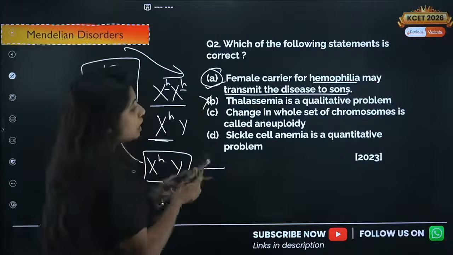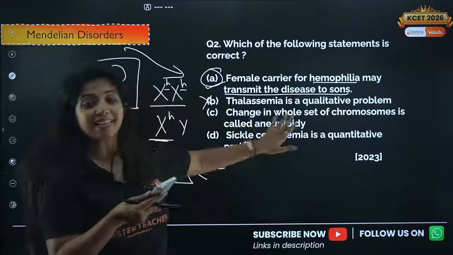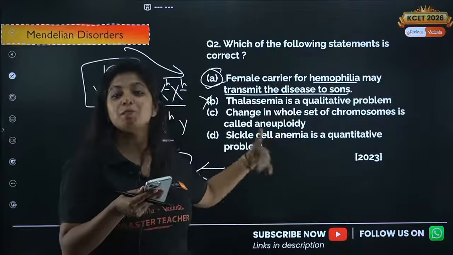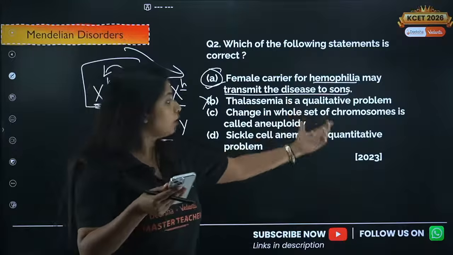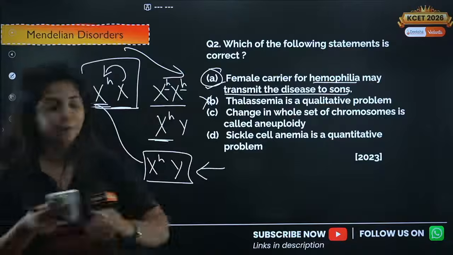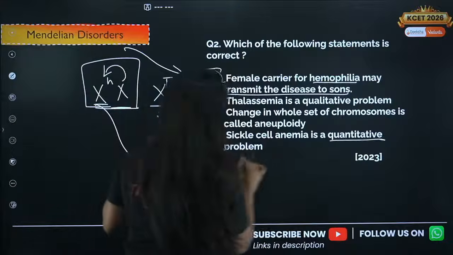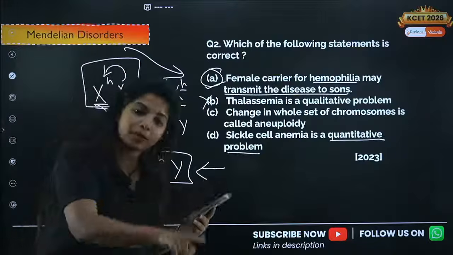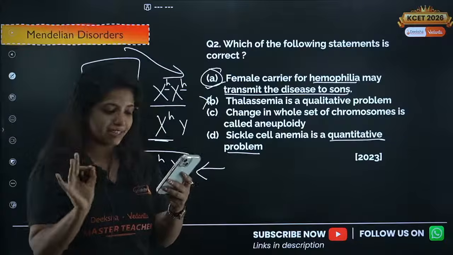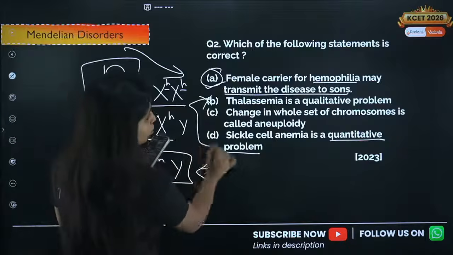So this is wrong. Change in the whole set of chromosomes is known as aneuploidy. Wrong. That is known as polyploidy. The whole set of chromosomes is found in polyploidy. Now, sickle cell anemia is a quantitative problem. No, that is a problem related to quality, not quantity. Ulta. So this and this will be ulta in nature.